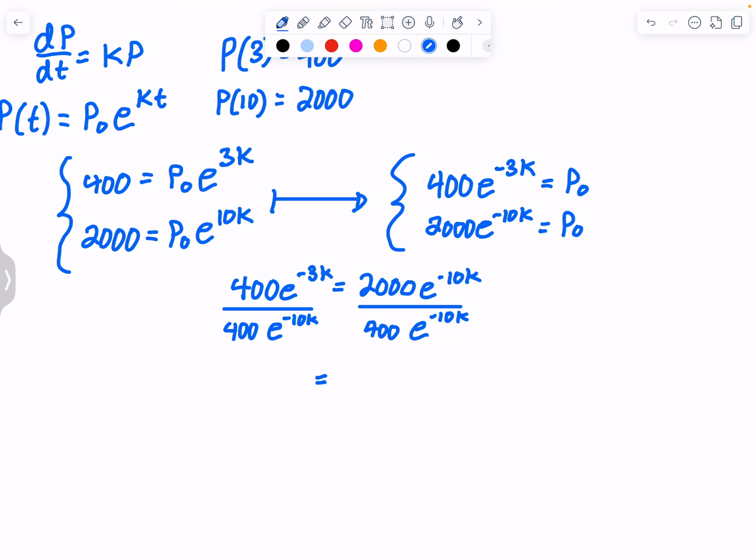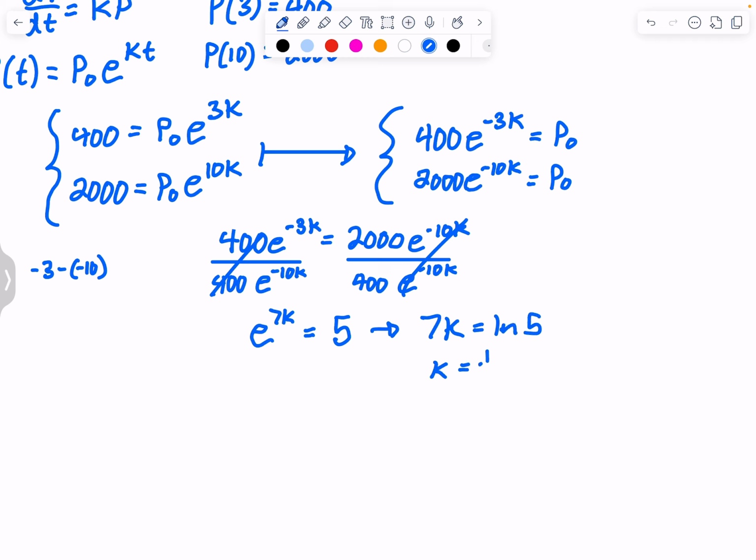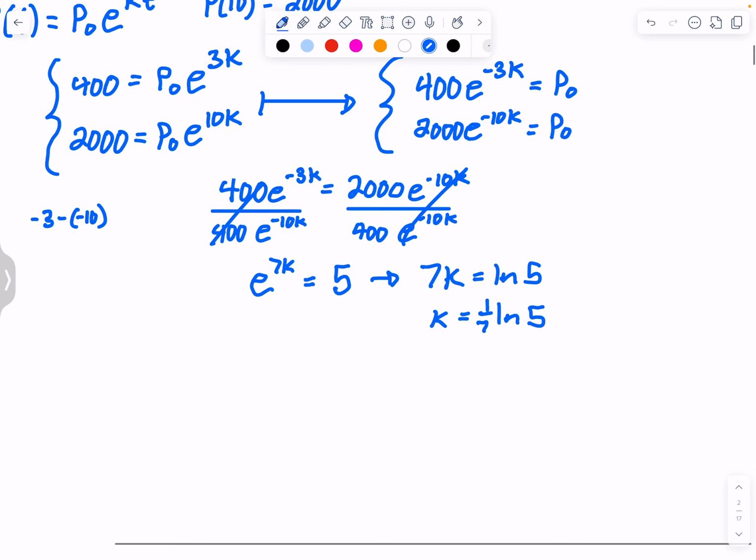So on the left side, I'm just going to have e to the 7k, negative 3 minus negative 10, if you want to think about it that way. And then on the right, this is gone, that's gone, and then we get a 5. All right, so that's just a logarithm. So I get 7k equals ln of 5, which means k is equal to 1/7 ln of 5, or you could put the whole ln of 5 over 7, same thing.